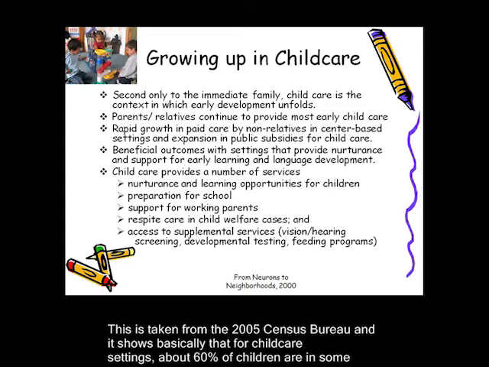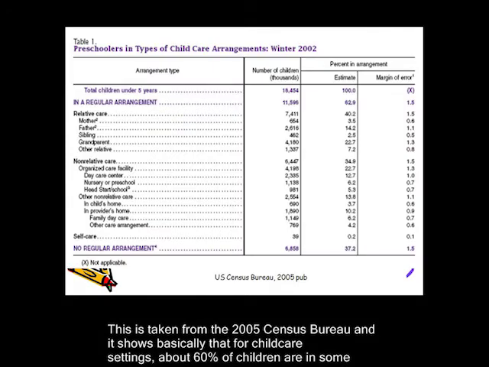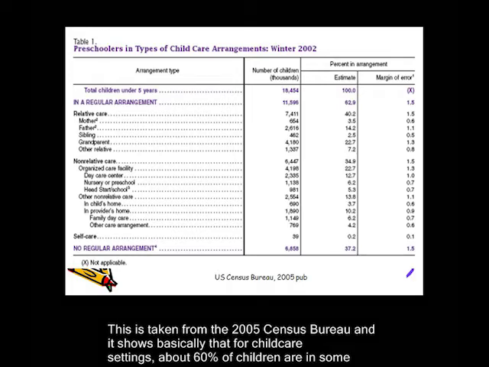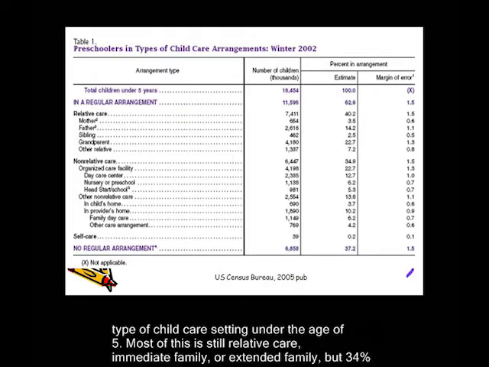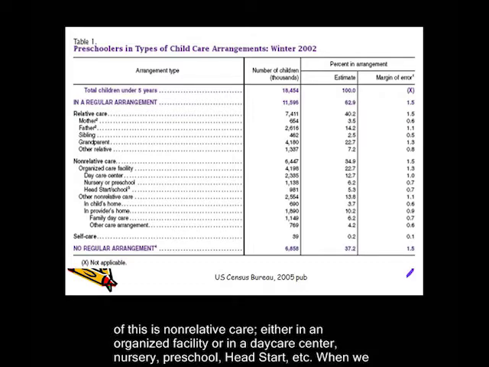This is taken from the 2005 Census Bureau, and it shows that about 60% of children under the age of 5 are in some type of childcare setting. Most of this is still relative care, immediate family or extended family. But 30%, 34% of this is in non-relative care, either in an organized facility or a daycare center, nursery or preschool, Head Start, etc.